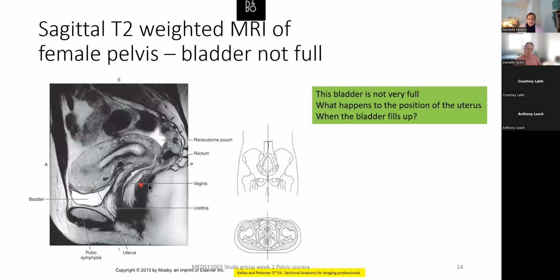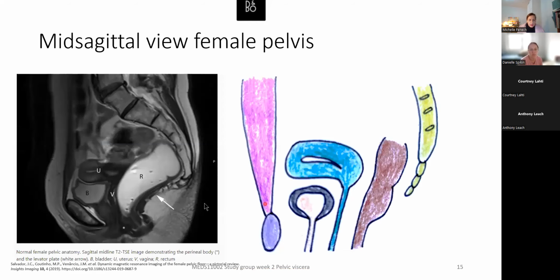If we had to put it here, we're just going to see it all folded over on one another. So that makes it difficult. Here the bladder is not very full. I'm not quite sure why there is a whole lot of fluid in this rectum. That's unusual. But you can see the uterus sitting here.